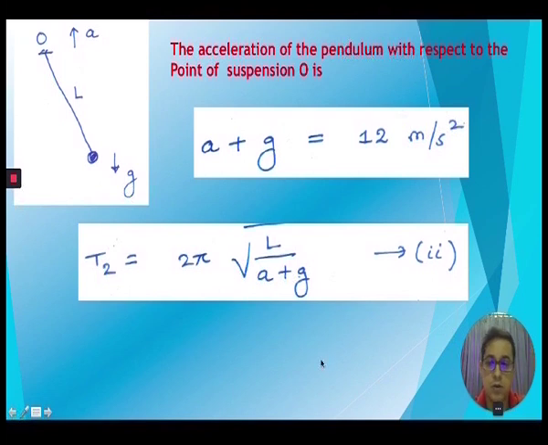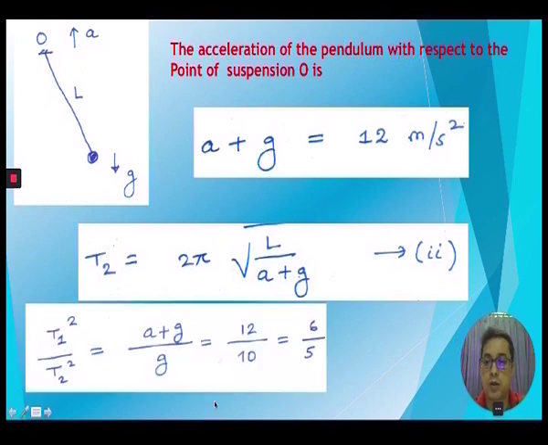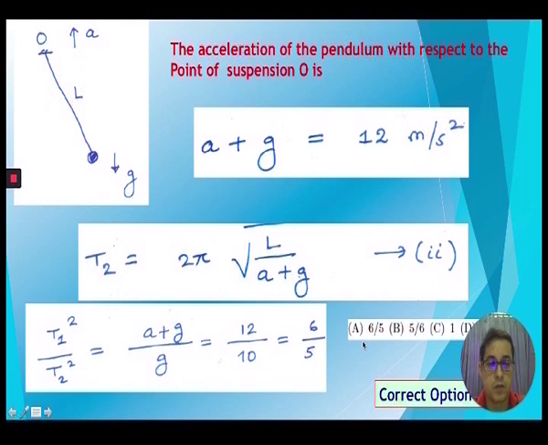The original time period was T1 equal to 2 pi root of L by g. So therefore T1 square by T2 square, it's a very simple problem, this way you can solve it, is a plus g by g, so it turns out to be 6 by 5. If you look at the options here, the correct option is obviously A. You cannot see it because of my picture, but the correct option is A. Alright.